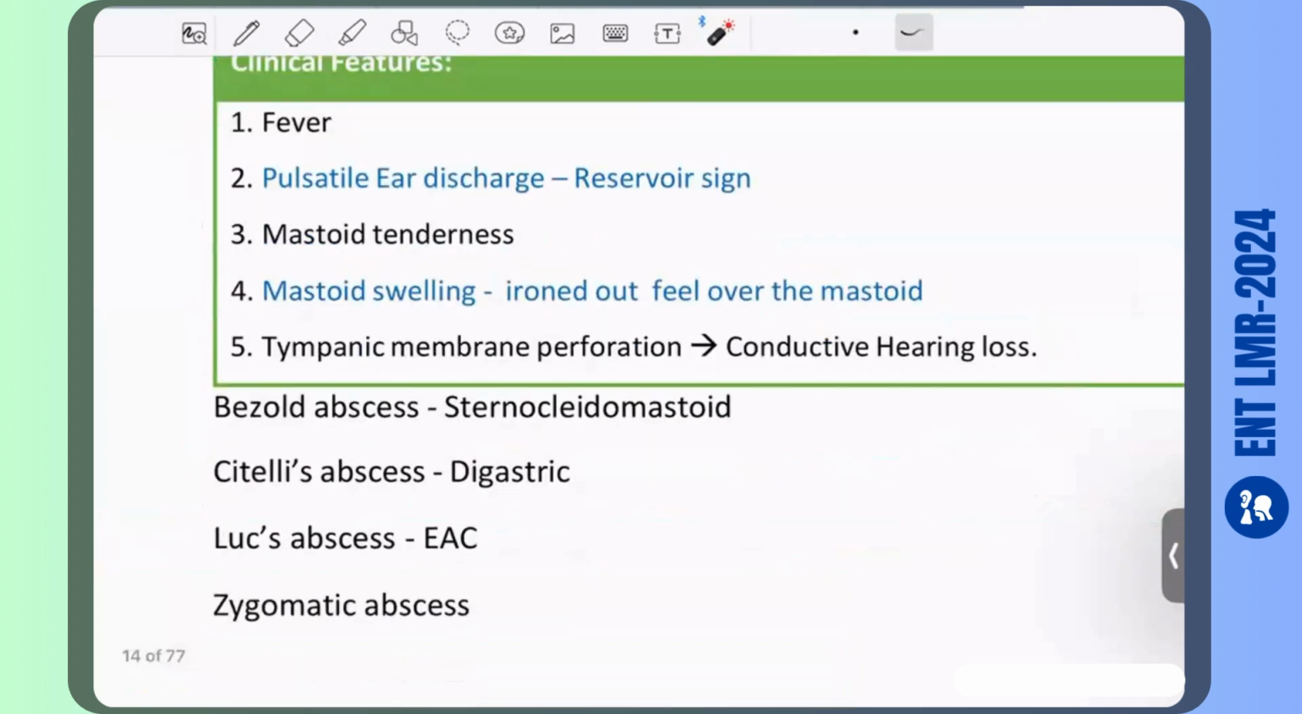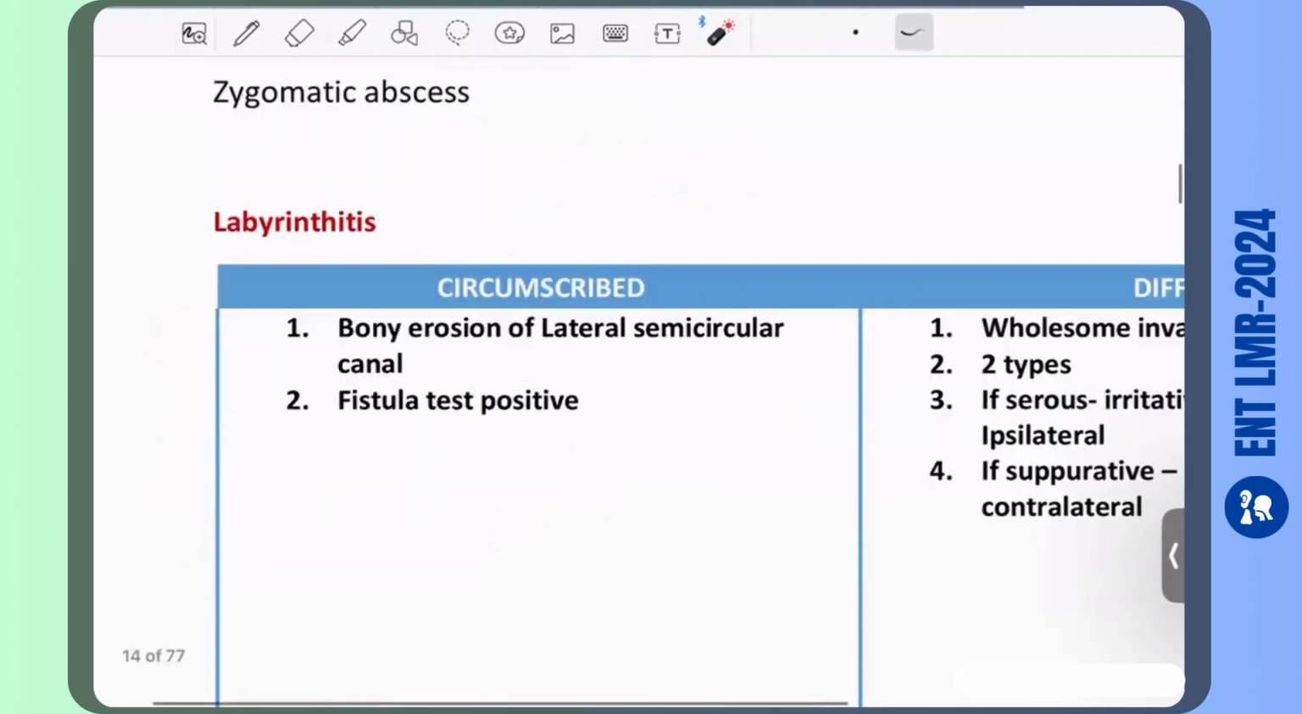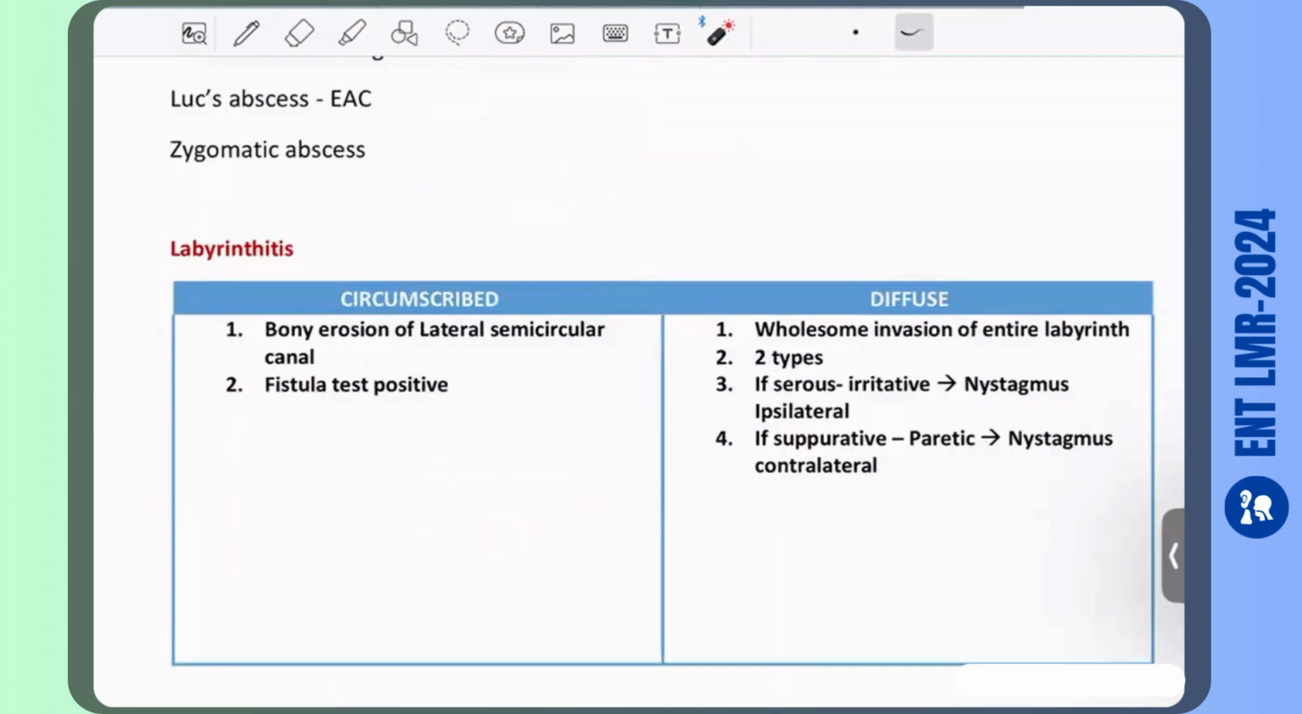Important aftermath of mastoiditis: the pus from the mastoid air cell system can spread. Pus over sternocleidomastoid is called Bezold abscess. Citelli abscess means pus over digastric muscle. Luc abscess means pus over external canal. Zygomatic abscess means pus over zygomatic bone. Okay, so we are done with mastoiditis, which is an intratemporal complication. Second one is labyrinthitis. We have two types of labyrinthitis.